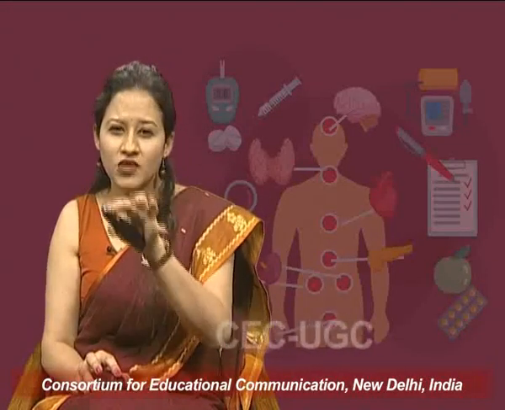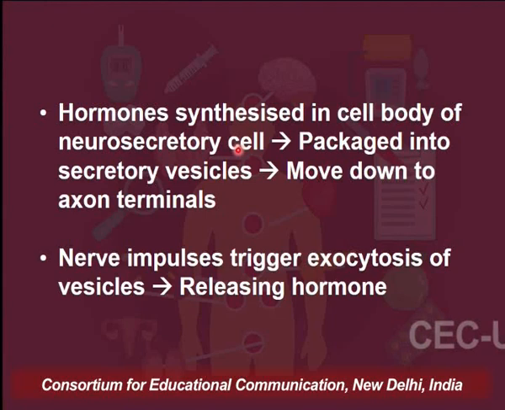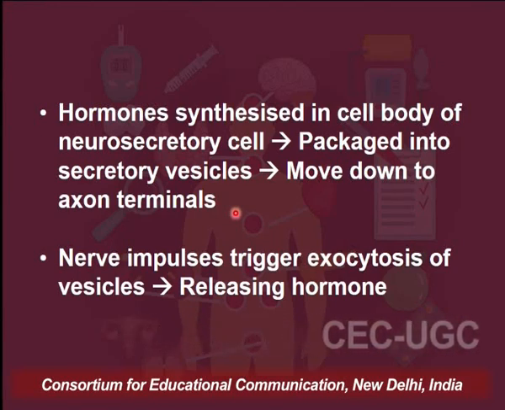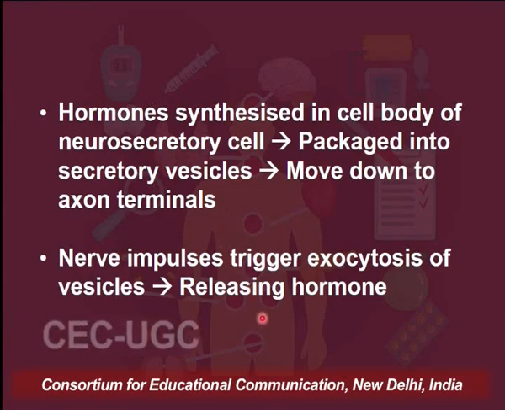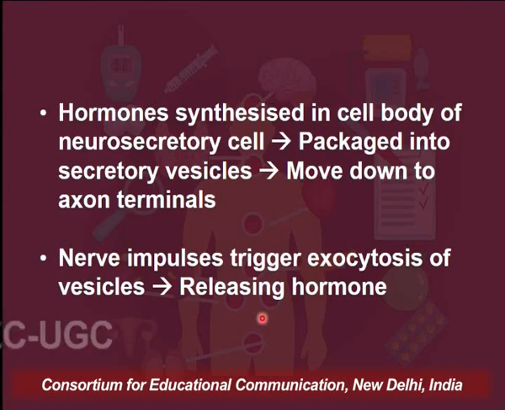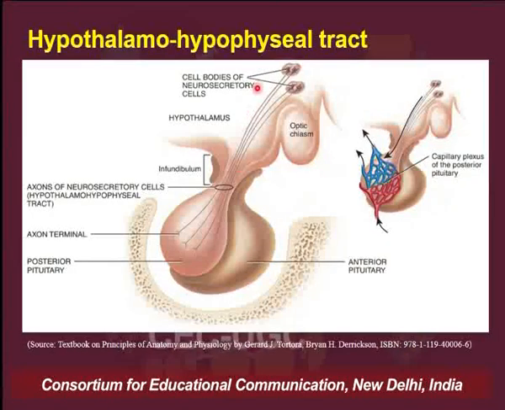So there are these hormones which are synthesized in the cell bodies of these neurosecretory cells. They get packaged over there in the secretory vesicles, and they travel down the axon and reach the axon terminals. And whenever there is any kind of stimulation, there will be a nerve impulse that will trigger the exocytosis of these vesicles, which will release the hormone in the posterior pituitary. So here you can see with the help of a diagram the cell bodies of neurosecretory cells and how their long axons are entering into the posterior pituitary.